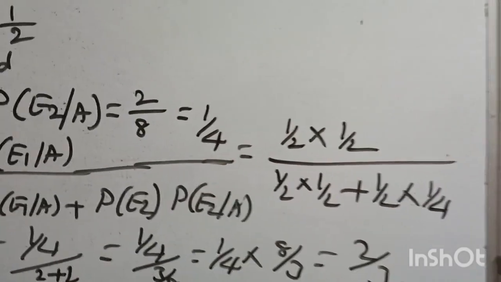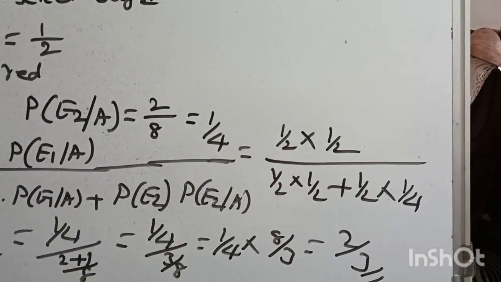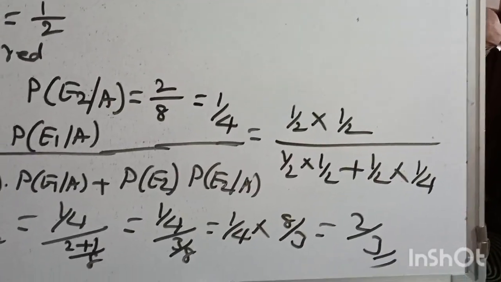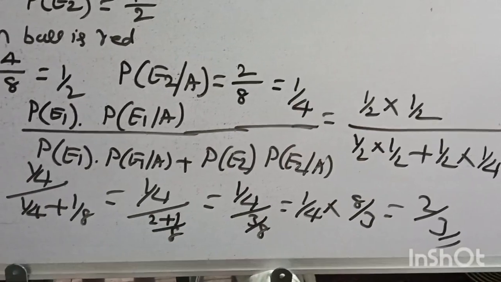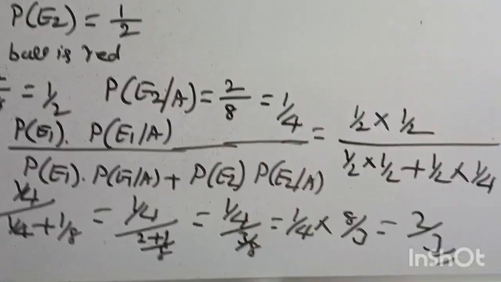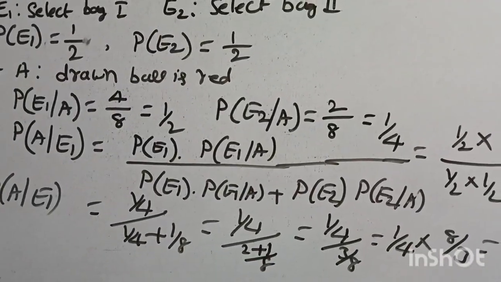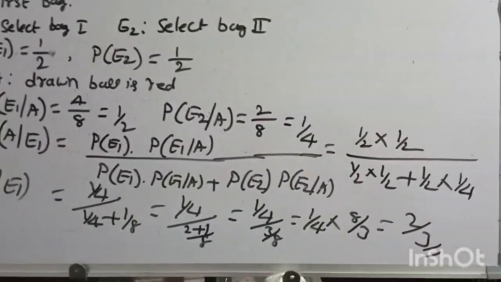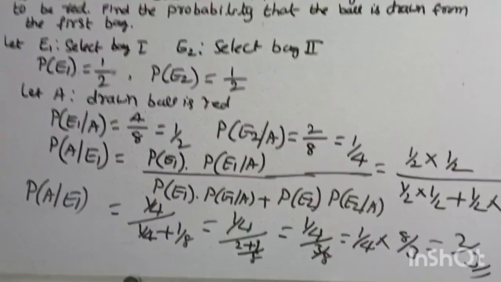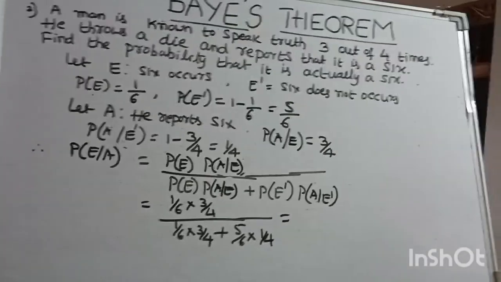So substitute the values: 1 by 2 into 1 by 2, divided by 1 by 2 into 1 by 2 plus 1 by 2 into 1 by 4. After simplification we get 2 by 3. The required probability is 2 by 3. So the probability that the drawn red ball is from bag 1 is 2 by 3.